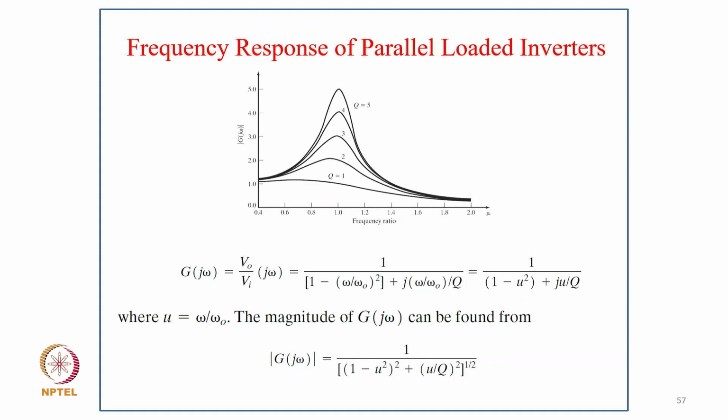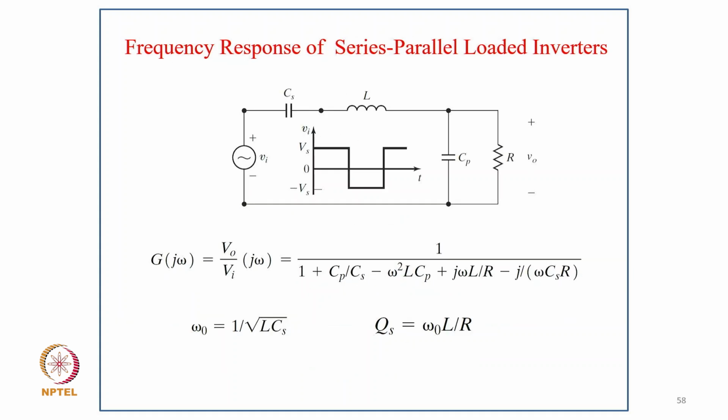And you can see typically the frequency response for different quality factors. So G = Vo/Vi = 1/[(1 − (ω/ω0)²) + j(ω/ω0)/Q], which is equal to 1/(1 − U² + jU/Q), where U = ω/ω0. The magnitude of G can be found out: |G| = 1/√[(1 − U²)² + (U/Q)²].